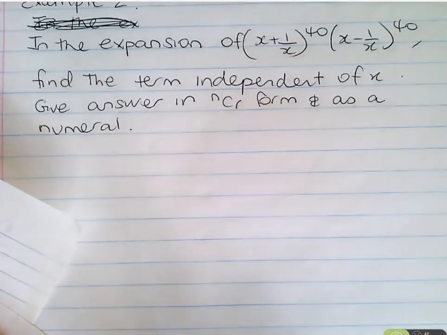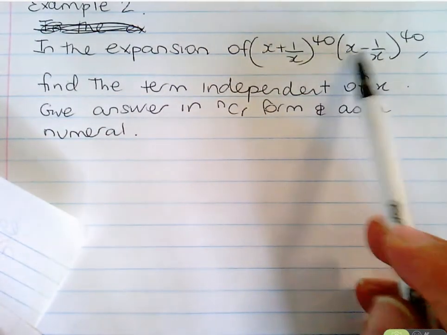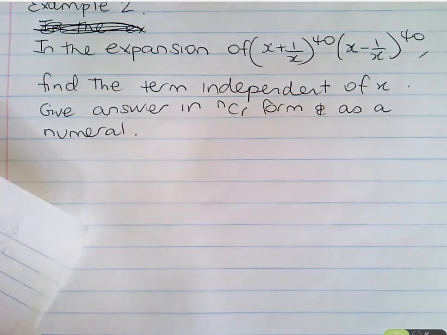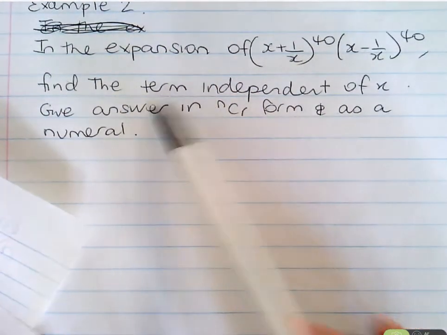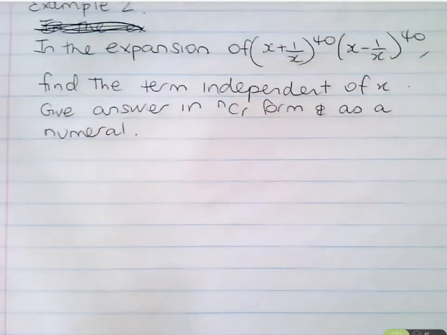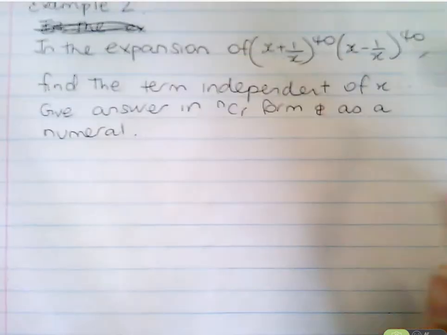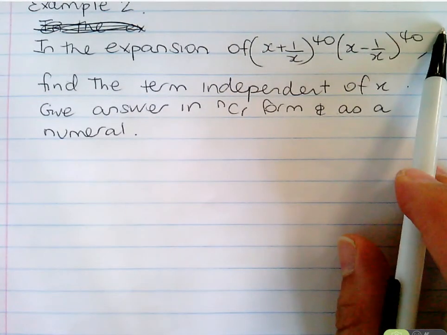Okay, girls, second example. In the expansion of x plus 1 on x to the power of 40 times x minus 1 on x to the power of 40, find the term independent of x, give your answer in nCr form and also as a numeral. What do you notice about x plus 1 on x to the 40 and x minus 1 on x to the 40? Do not do it your method yet, please. I don't want two binomial expansions multiplied by each other. It would be the biggest nightmare in the world. So, they're the same power.